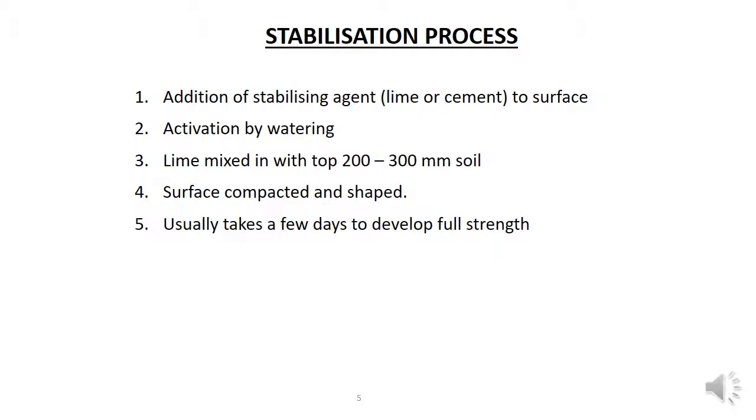The lime or cement is laid on the subgrade surface from a spreader truck. Water is sprayed from a water cart onto the lime or cement to start the chemical process. The lime or cement is mixed into the soil surface using a rotary hoe. The surface is then compacted and shaped with rollers and graders. This is usually done in one process, as the surface needs to be compacted and shaped to its final levels and shape before the soil mix sets into a hard layer.